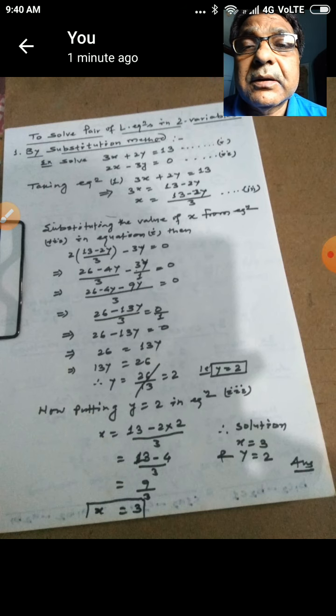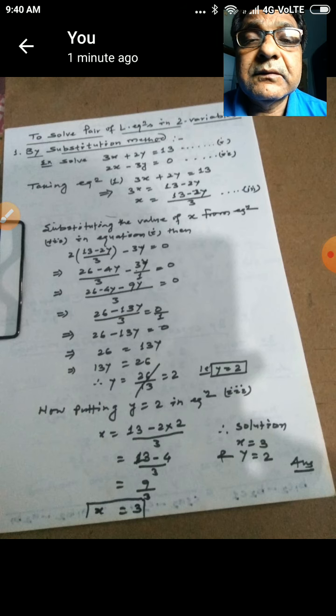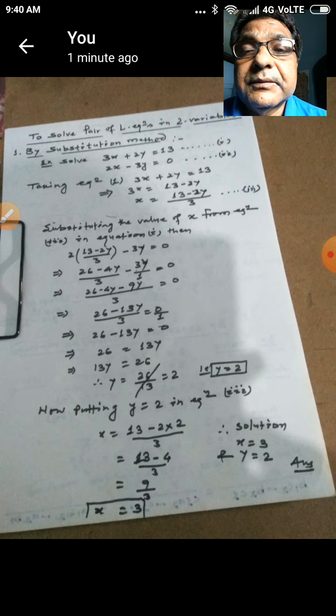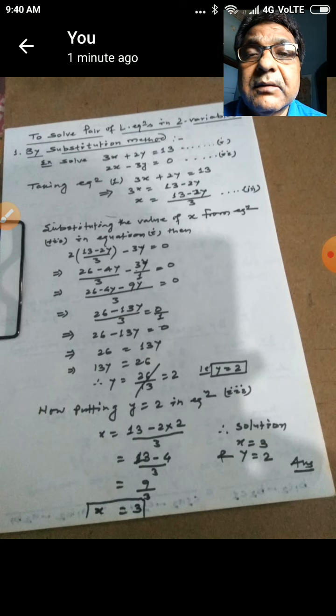Today in this video we will see solving a pair of linear equations in two variables, or solving simultaneous equations, by different methods. Before this we have already introduced this topic, pair of linear equations in two variables, and we have seen how a linear equation in two variables is solved with the help of the graphical method.